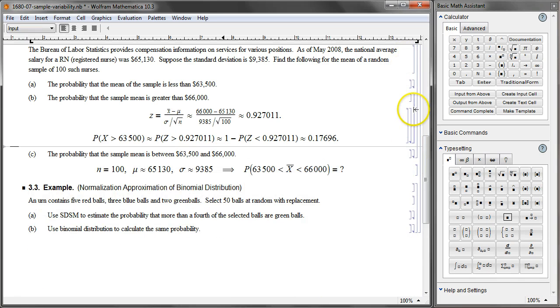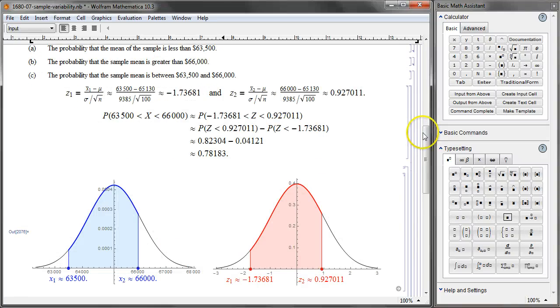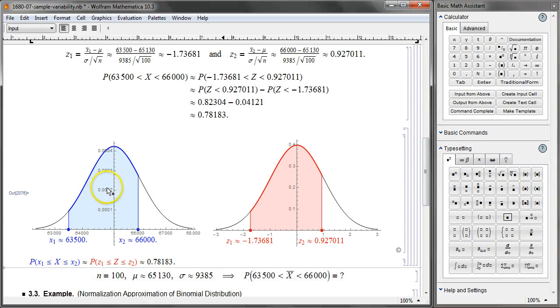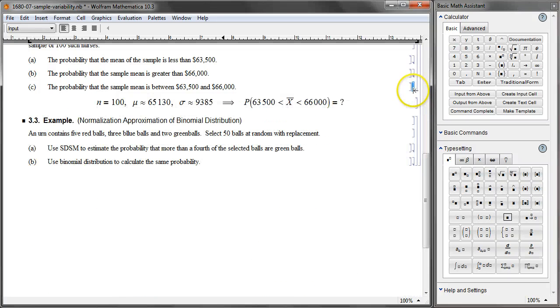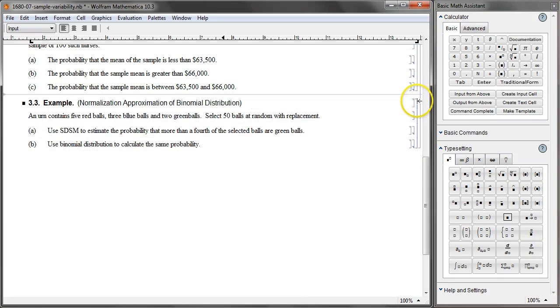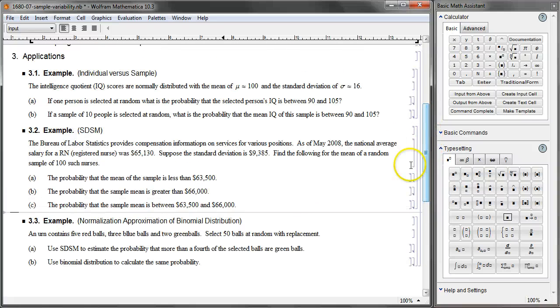And the third problem is finding out the probability in between. In other words, the probability of the shaded blue region or the red region. What do we do? Well, we get the z-scores, get appropriate probabilities, and subtract one from the other. That's basically it. Now we'll have just enough time to do one more example.